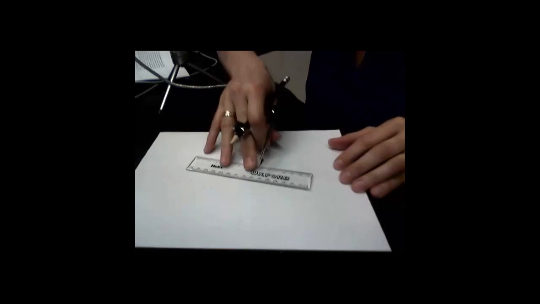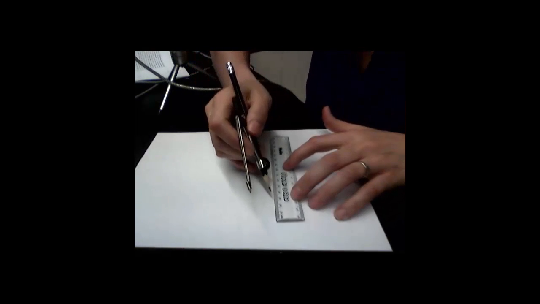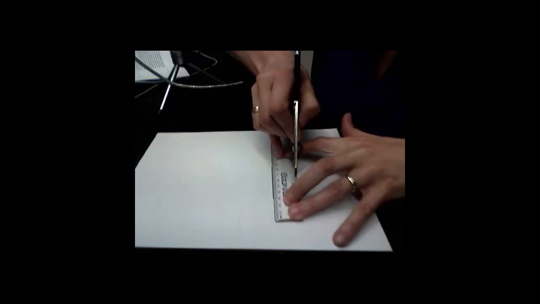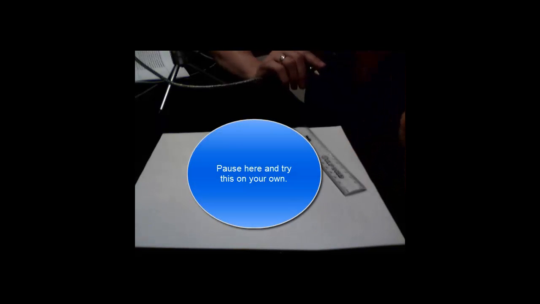To draw a parallel line in this manner, you place your ruler on the page and you draw a line segment on both sides of your ruler. Using arrows to indicate they are parallel lines. Don't forget the arrows. Now you try one on your own.